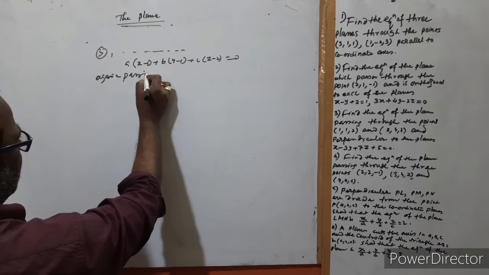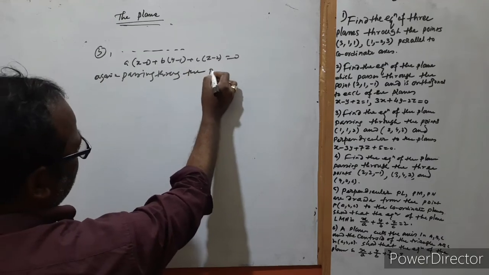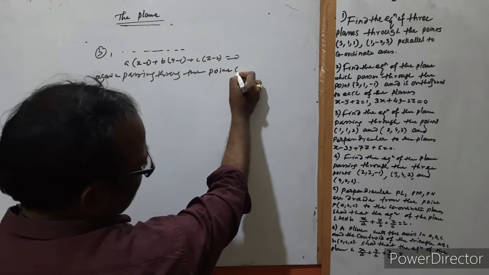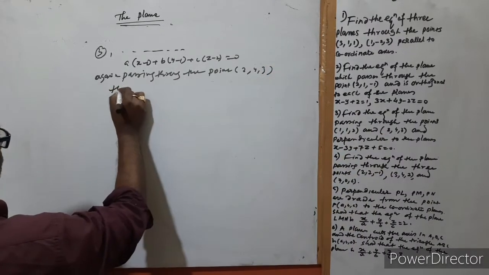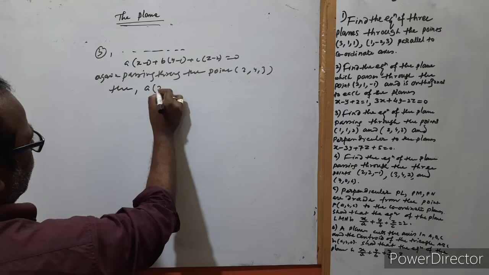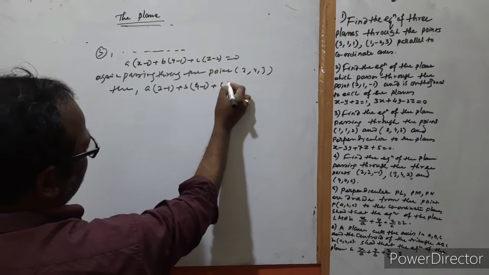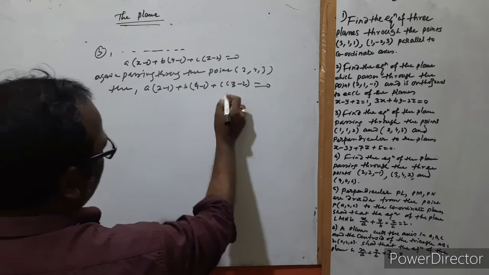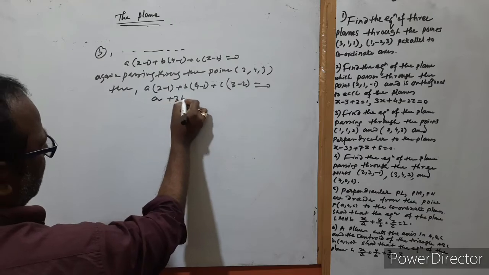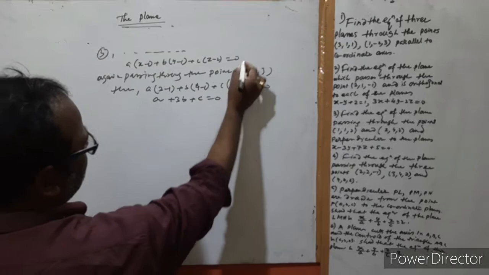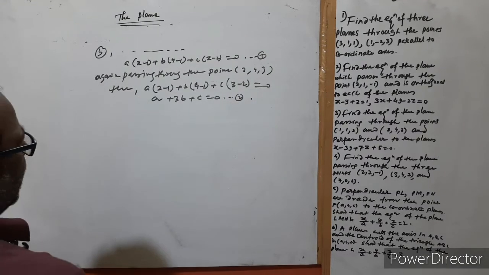Again, passing through the point 2, 4 and 3. Then a into 2 minus 1, b into 4 minus 1, c into 3 minus 2 is equal to 0. So you can write here a plus 3b plus c equal to 0. This is 1 and this is 2.